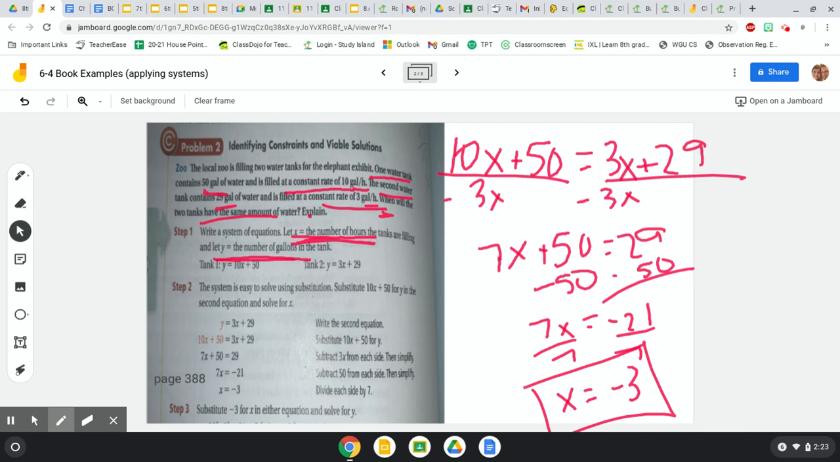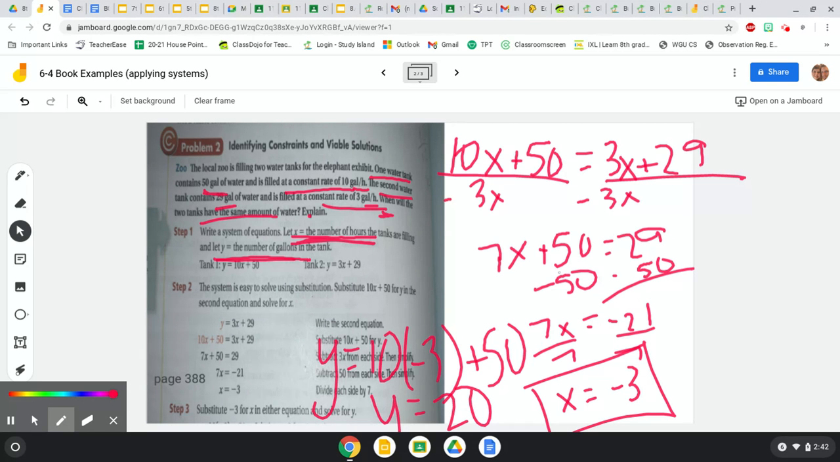Okay, so even just thinking about this, if I weren't sure if I did it correctly, I would obviously go on and solve for y. So I could take one of my original equations and say y equals 10 times -3 plus 50 and go ahead and solve. So y would be -30, add 50, that would be 20.